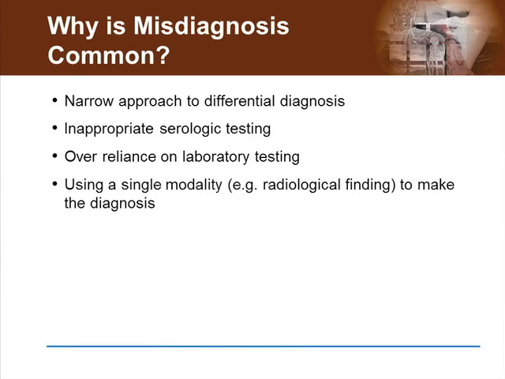This can happen either because of inappropriate serologic testing or over-reliance on a laboratory test result like a positive ANCA, or using a single modality like a radiologic finding of arterial stenosis to make the diagnosis of vasculitis. So it's most important to go back and look at the whole picture in terms of the clinical picture, laboratory evaluation, imaging, and histopathology when possible to make the diagnosis.